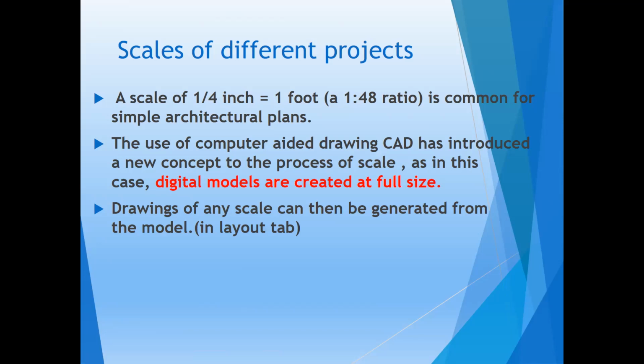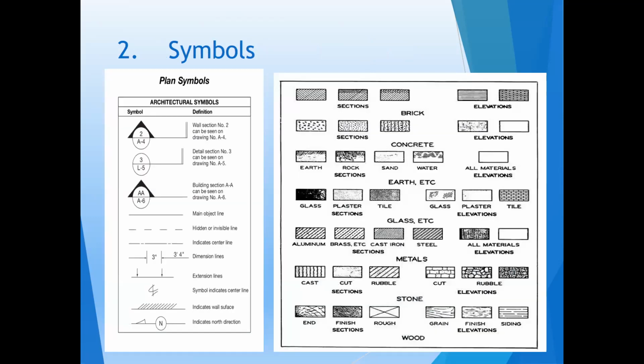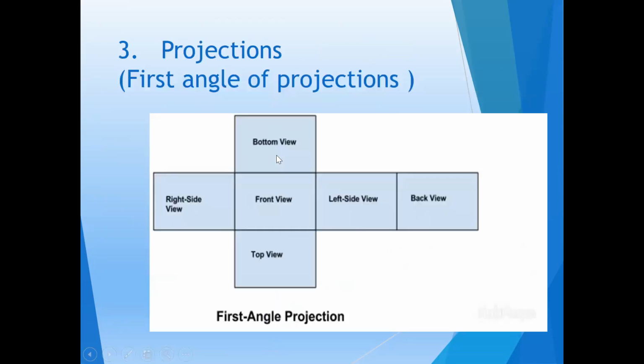simple architectural plans. The use of CAD has introduced a new concept in the process of scaling, as in this case, digital models are created in full size. Drawings of any scale can be generated from any model. See, here I show you various symbols like concrete, water, sections, and how to cut it, where I cut it, and all these things. This is known as a symbol which is used in architectural drawing.